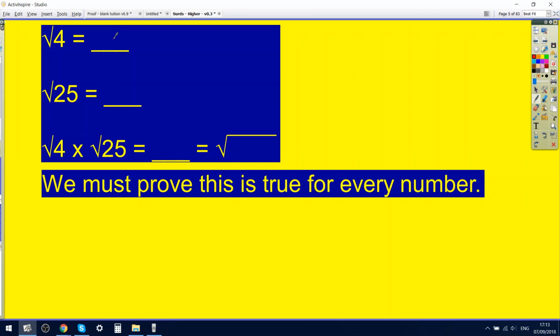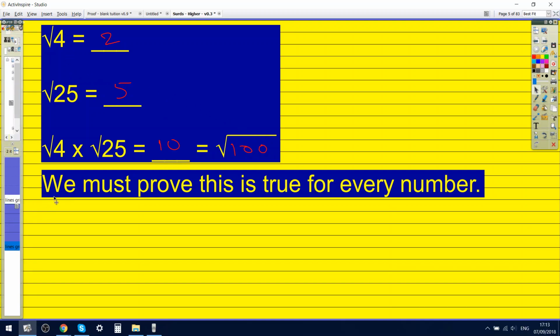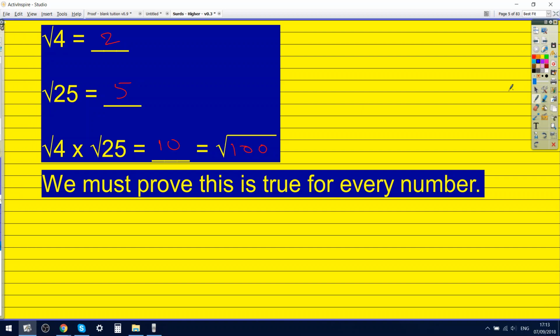2. Next. 10. And 10 is the same as the square root of? 100. That's it. What do you notice about 4, 25, and 100? They're all square numbers. And how can you get 100 from 4 and 25? You times 4 by 25.